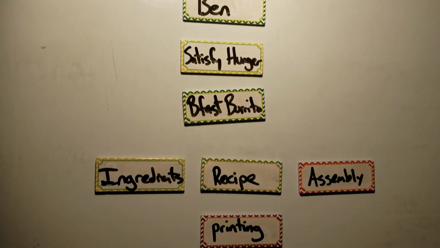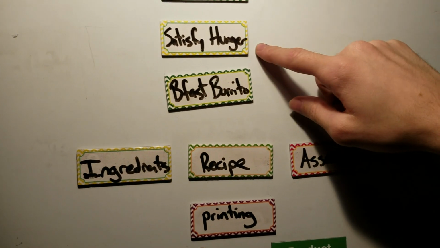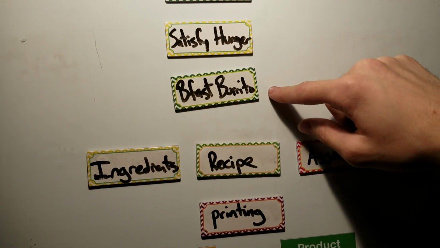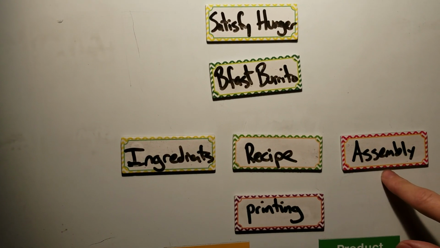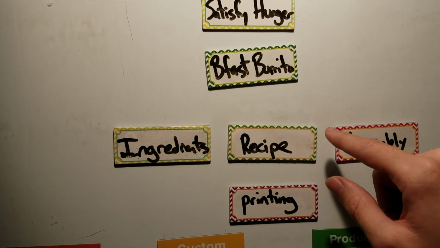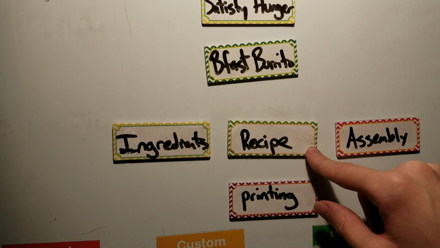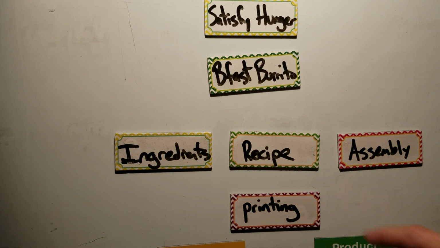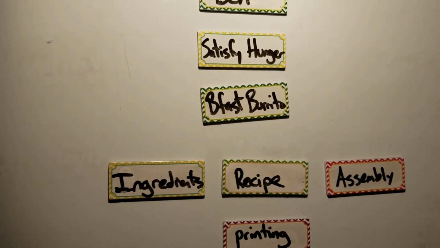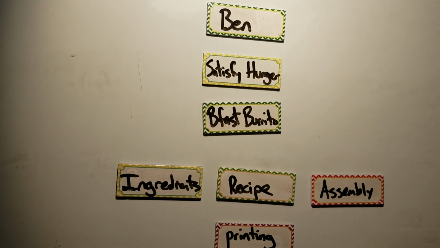Point is, you can get as deep and detailed as you'd like, but we'll keep it high level right now. So, recap, Ben needs to satisfy his hunger. In order to satisfy his hunger, we need a breakfast burrito. In order to have a breakfast burrito, we need ingredients, a recipe, and assembly. And we just threw in that in order to have standard recipes in every store, we need some printing to be happening here to print those recipe cards. So this forms a basic value chain.